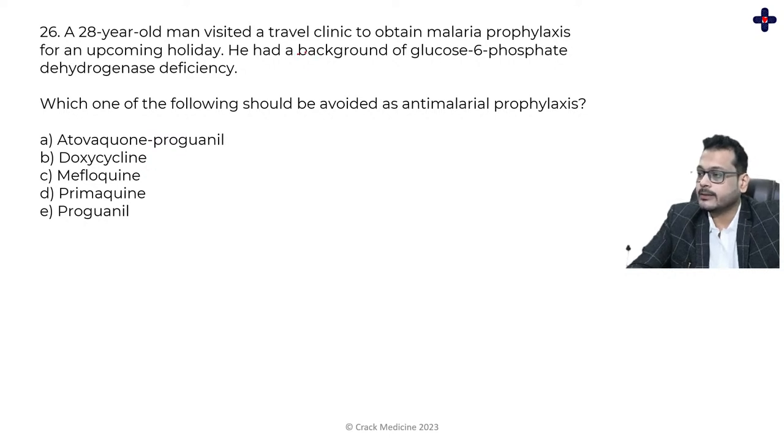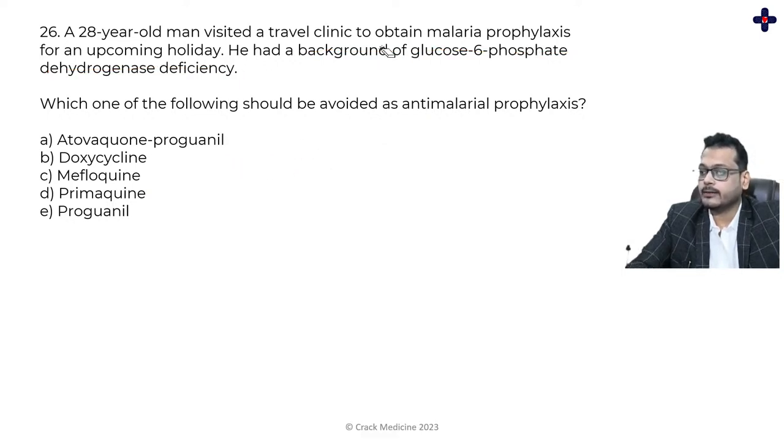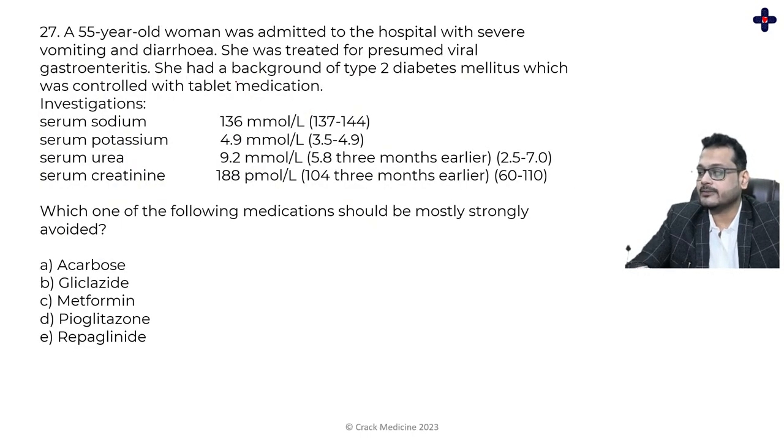The same question can be twisted sometimes. The sentence about the background of G6PD will be removed. In fact, you will be given that the patient was put on antimalarial prophylaxis with primaquine, and then the following are the blood values. The blood picture will be given, and the blood picture will have a hemolytic picture. So what is the diagnosis? The patient will have a diagnosis of background G6PD deficiency. This is how they will twist the questions, but the idea remains fairly simple and the same.